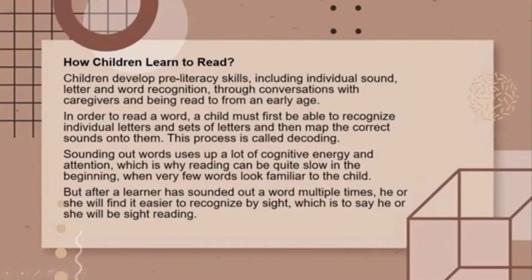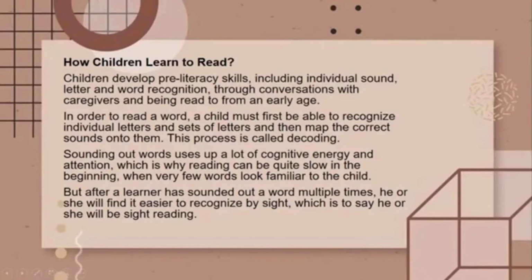But before learning sight words, children must learn how to read first. Children develop pre-literacy skills, including individual sound, letter, and word recognition, through conversations with caregivers and being read to from an early age. In order to read a word, a child must first be able to recognize individual letters and sets of letters and then map the correct sounds onto them. This process is called decoding.